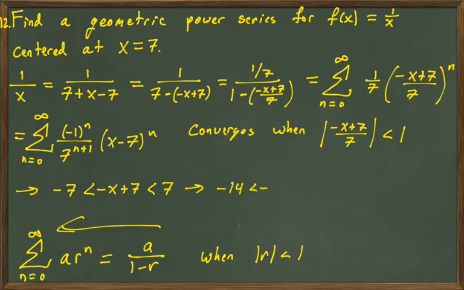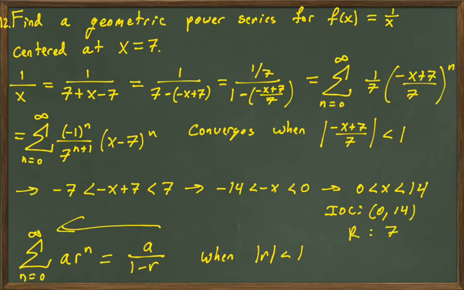Subtract 7 from all three sides, so negative 14 is less than negative x, which is less than 0. Divide by a negative 1, and that's going to reverse the inequalities. So 0 is less than x, which is less than 14. And so our interval of convergence is 0 to 14. And notice that that is centered at 7, and the radius here is 7.